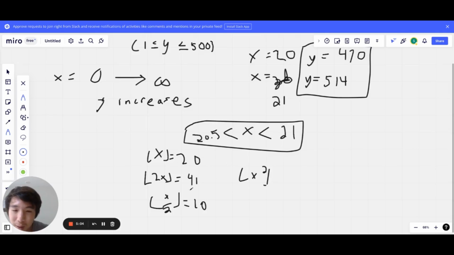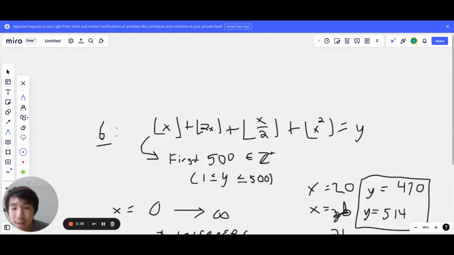So if we have 20 here, 41 here, 10 here, that leaves us with 429, sorry, not 529. 429 for our floor of x squared. And that means that x is equal to root 429. And x doesn't have to be root 429, it can be slightly bigger than that. But root 429 is the first value of x such that y is equal to 500.